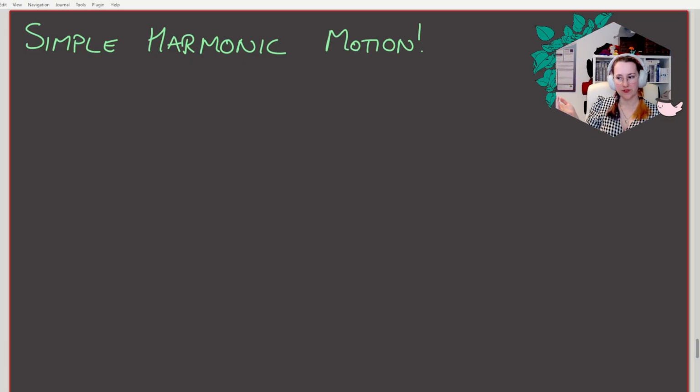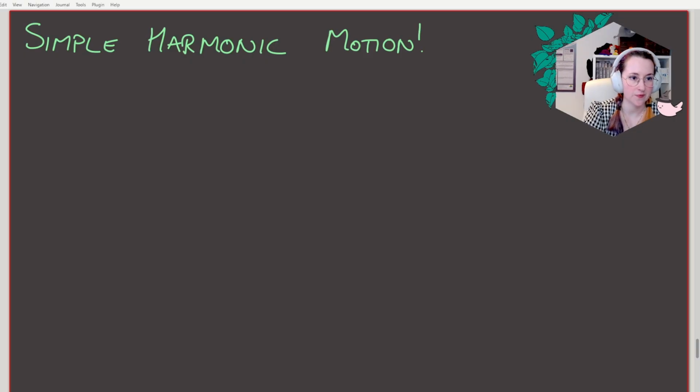But that sort of motion, think like a pendulum swinging or a spring oscillating, or a trampoline, or anything that has that sort of thing that gets stretched out and then bounces back, typically has simple harmonic motion.